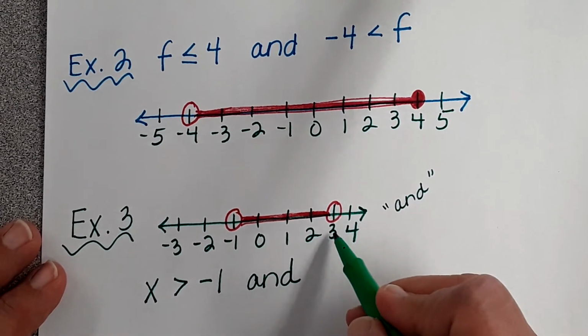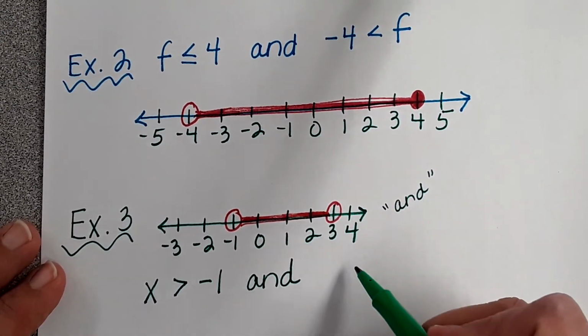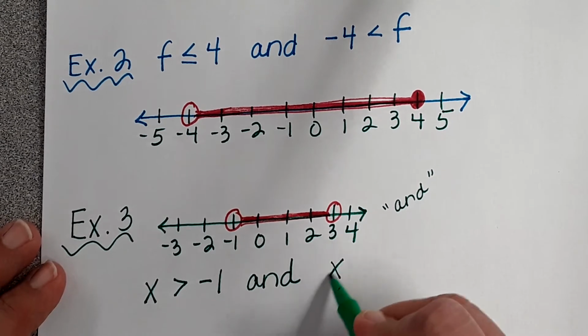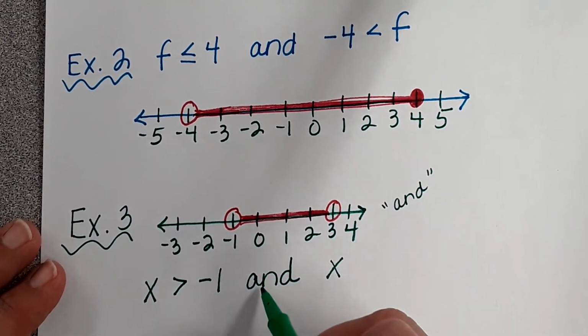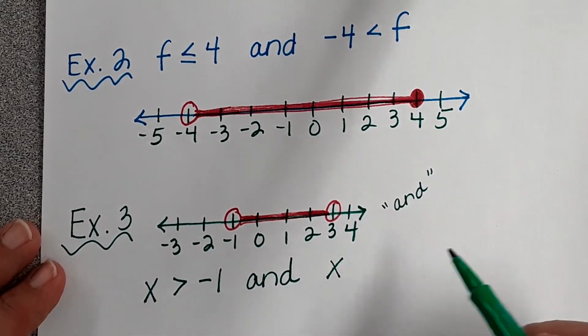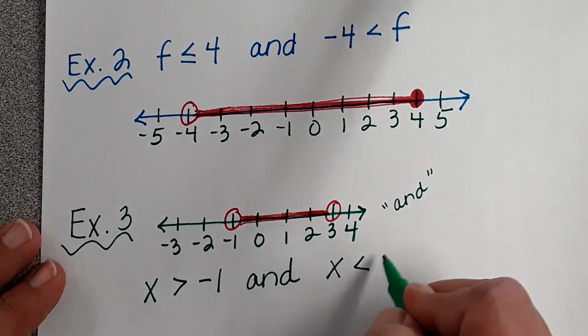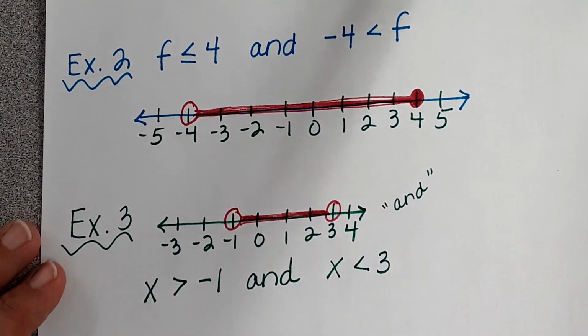And then how would I write this one? If I used X, I need to use an X again. What am I going to write this time? Less than 3. Hold on one second. I'm going to show you another way to write it.